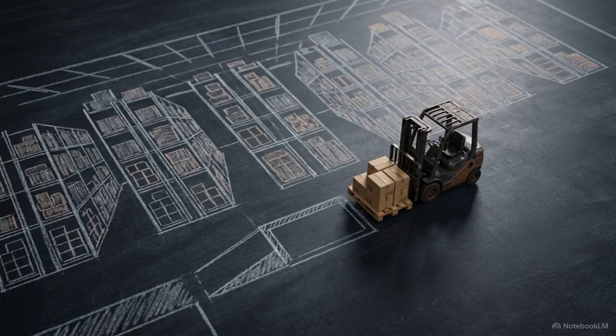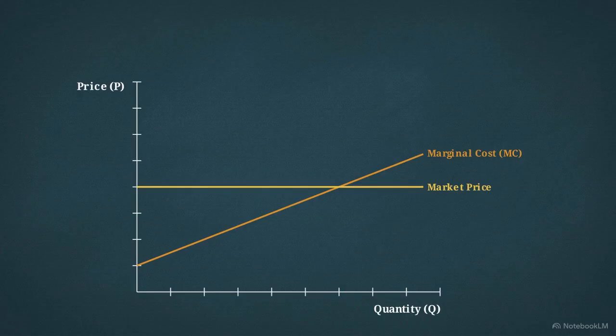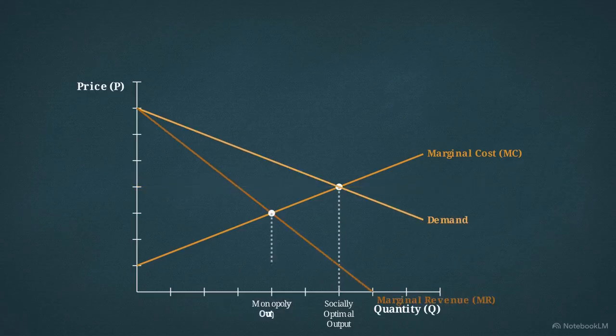The firm leverages the consumer's own demand against them, purposefully restricting supply to extract the maximum possible economic rent. A perfectly competitive market continues producing right up to the point where price equals marginal cost. That is the socially optimal output. The monopolist stops early. This leaves a gap where consumers are still willing to pay a price higher than the cost of production, yet those units are never made.